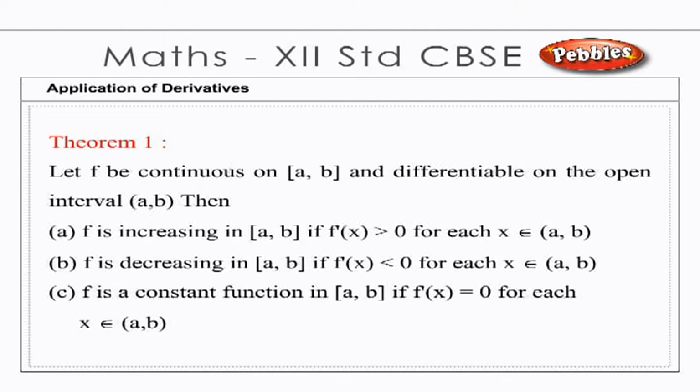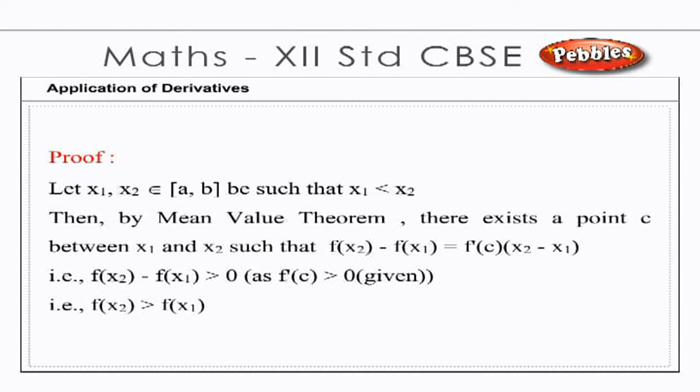Theorem 1. Let f be continuous on [a, b] and differentiable on the open interval (a, b). Then f is increasing in [a, b] if f dash of x is greater than 0 for each x belongs to (a, b). f is decreasing in [a, b] if f dash of x is less than 0 for each x belongs to (a, b). f is a constant function in [a, b] if f dash of x is equal to 0 for each x belongs to (a, b). Proof. The proof is shown on the screen.